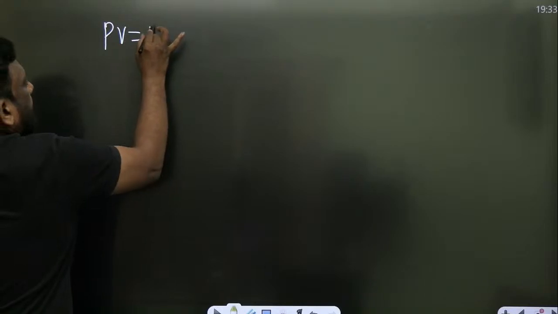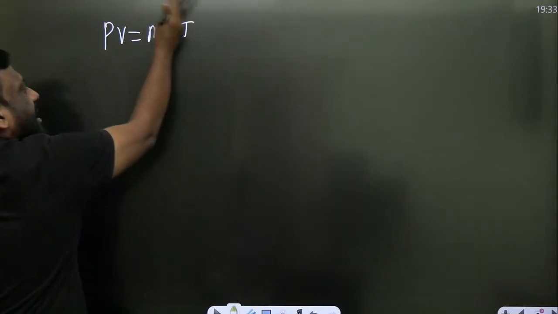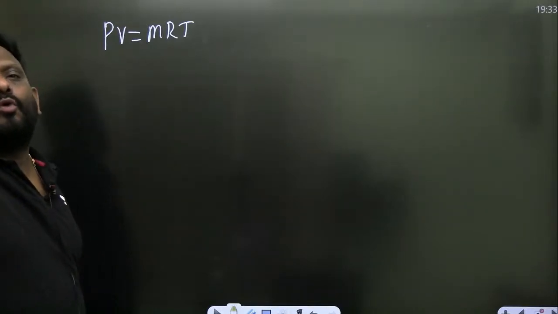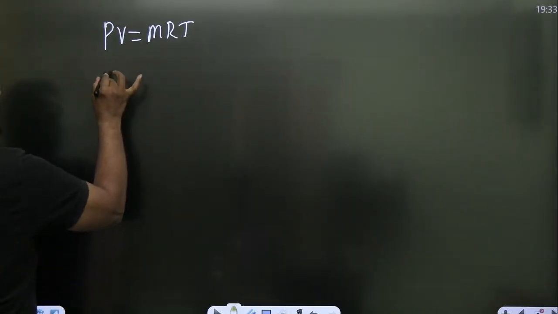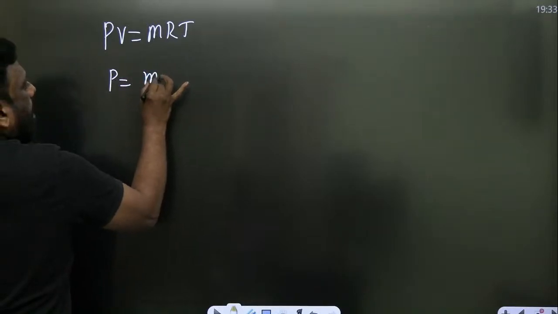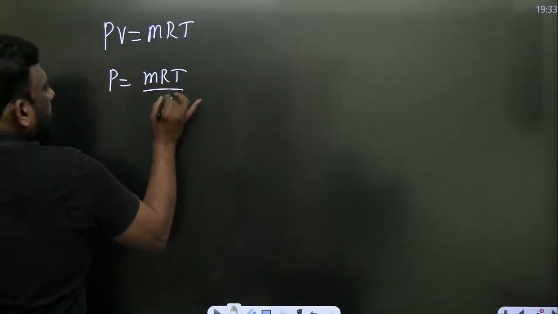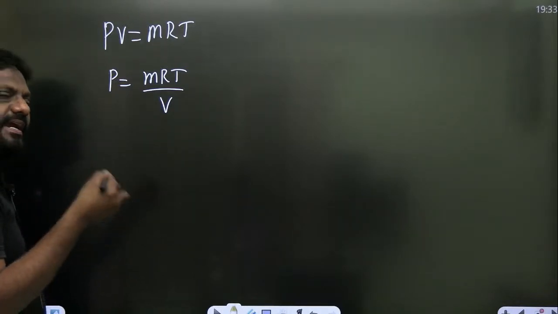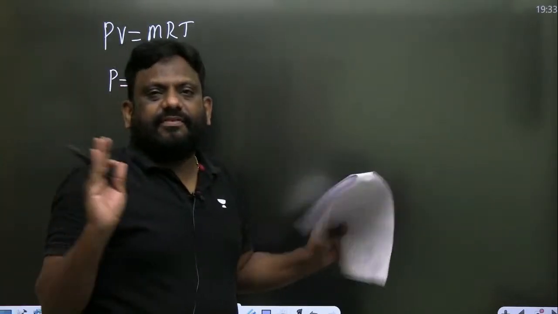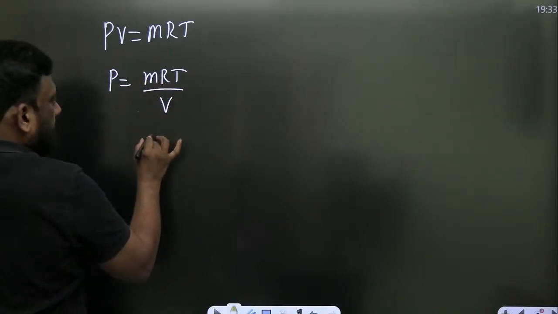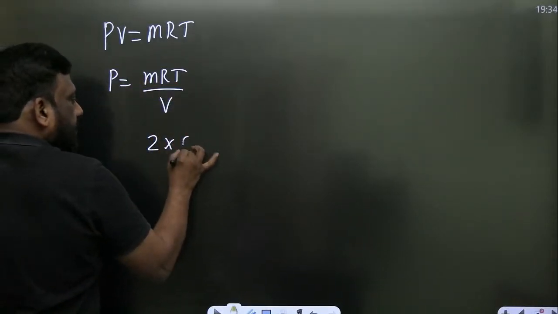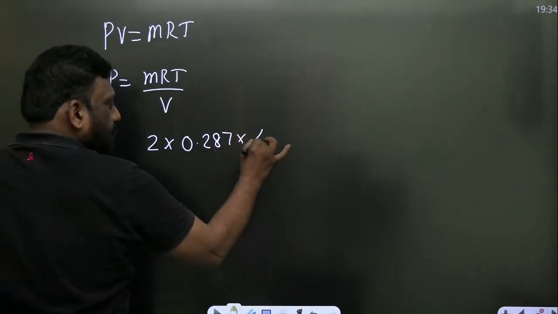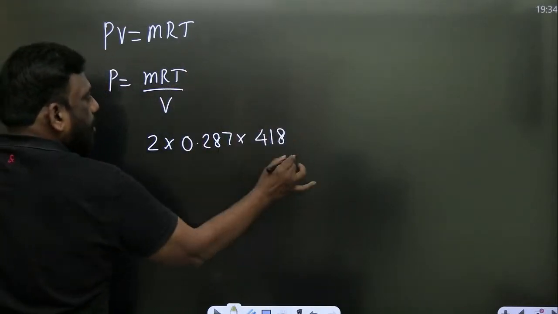PV is equal to mRT. You can apply this final condition for air or for carbon monoxide. No one will stop you. So if you want the final pressure, it is mRT by V. Let us apply for air. Whether it is air or carbon monoxide, it will be the same because finally it is reaching equilibrium. So mass of air is this. What is R of air? 0.287. Excellent sir. What is the final temperature? 418. What is the final volume of air?